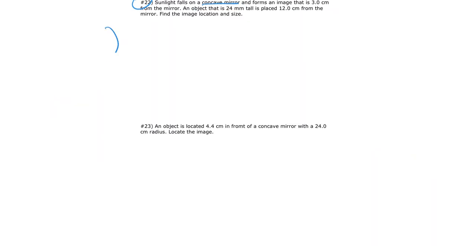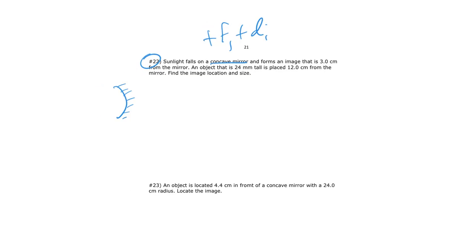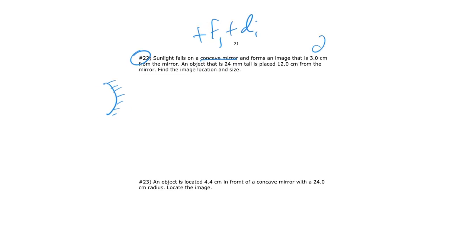Okay, a concave mirror has a positive F, positive C as well. It forms an image that is 3 centimeters from the mirror. Okay, so that's DI, so that's positive. Just remind ourselves: an object that is 24 millimeters tall, that's HO, is placed 12 centimeters from the same mirror. So that's the object distance, always positive. Find the image location, DI, and the size, the height of the image.